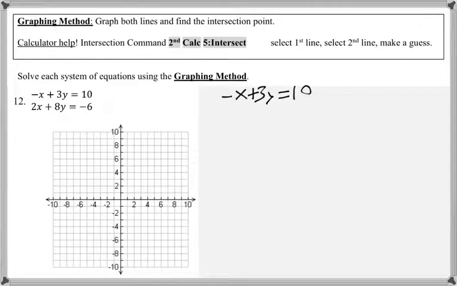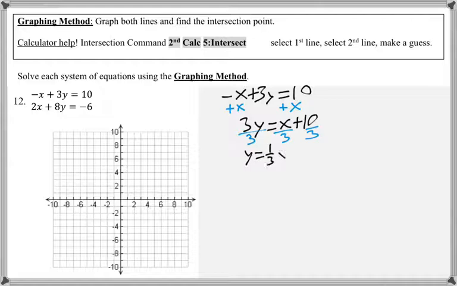I want to add x to both sides. And we get 3y is equal to x plus 10. Then I want to divide by 3. So y is equal to 1/3 x plus 10/3.